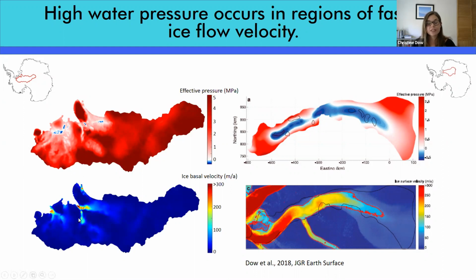Now, if we look at our ice velocity map, we get pretty high velocities. This has been capped at 300, but it actually goes up a little bit higher than that. But you can see the regions of fast flow are also where we accumulate our high pressure water. Now on the right-hand side here, we've got Recovery Glacier.